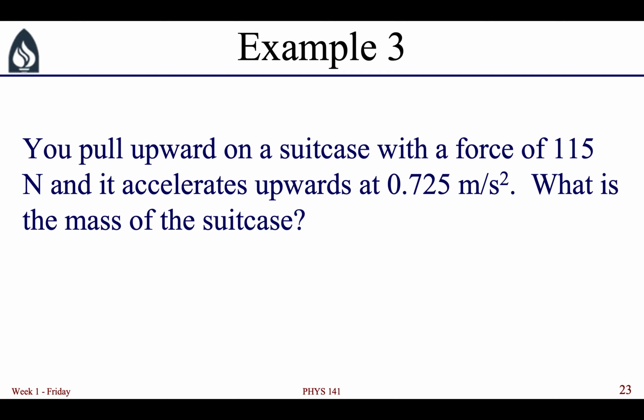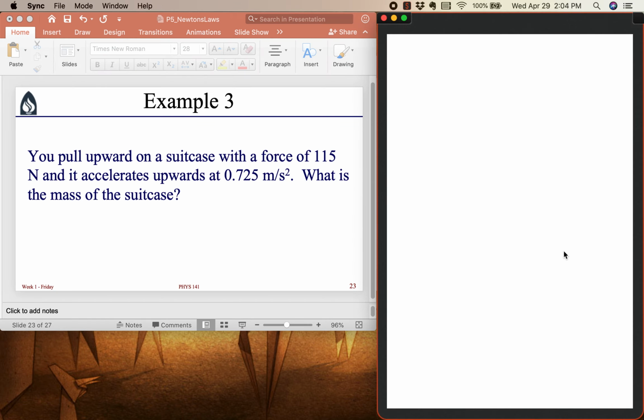So in this first example, we have a very simple problem where we're pulling upward on a suitcase with a force of 115 newtons. The suitcase accelerates upward at the rate that's given, 0.725 meters per second squared, and we want to know what is the mass of the suitcase. So let's take a look at this example problem.